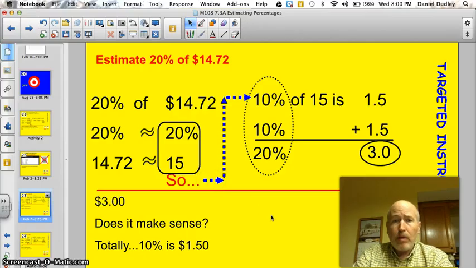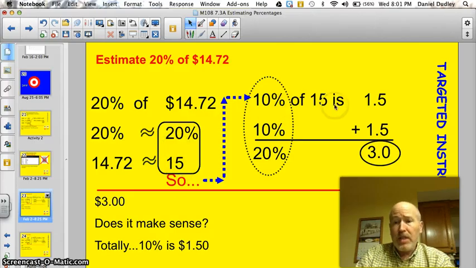Let's try an example. Estimate 20% of 1472. So go ahead and write the problem out, 20% of 1472. And then I rounded 20% to 20%. Didn't change it, didn't need to. 1472, I said that's close to 1500. So now I'm looking at 20% of 1500.